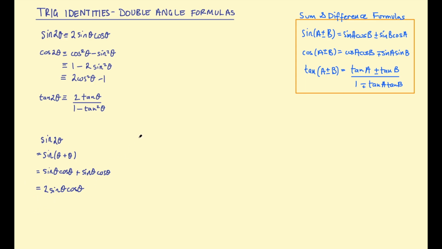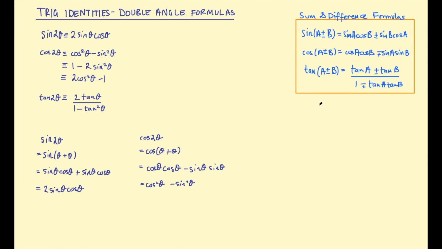Let's go ahead and do cosine of 2 theta. Again, we can write this as cosine of theta plus theta. And using this identity, this is going to be cosine of theta cosine of theta, subtract sine of theta sine of theta, which is cosine squared theta, take sine squared theta. Okay, that's the first one.